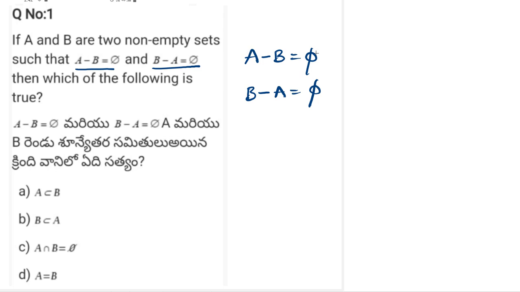Here A minus B equal to 5 and B minus A equal to 5. Both are true means there is clearly A equal to B. Both are true when A equal to B only. So option D, A equal to B is correct.